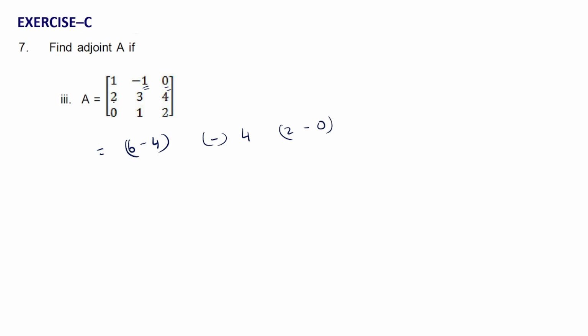Then we have the cofactor of this element, that is A21. So it is minus 1 into, or it is minus of minus 2. Then cofactor of 3, it is 2. Cofactor of 4, it is minus 1. Then cofactor of this element 0, it is minus 4. Then cofactor of this element 1, it is minus of 4, and cofactor of 2, it is 3 plus 2.